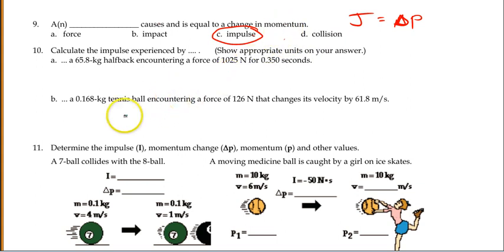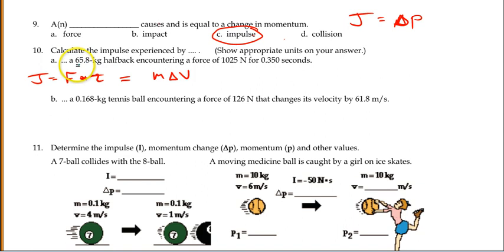Now, for impulse, we need to know the force times the time, or we need to know the mass times the change in velocity. Because, again, impulse will be equal to the change in an object's momentum. And momentum is mass times velocity.